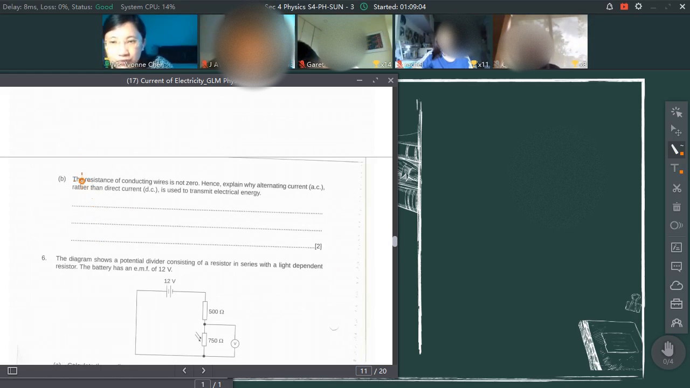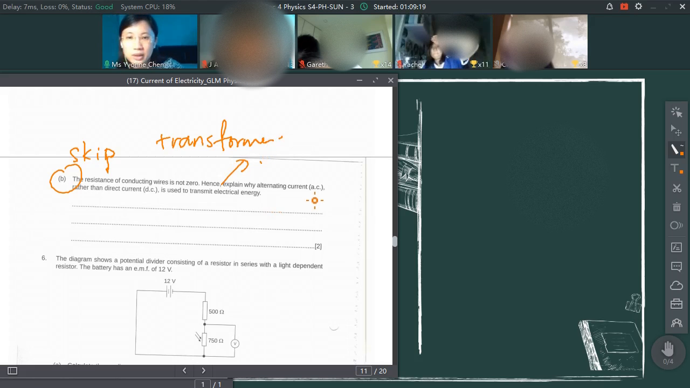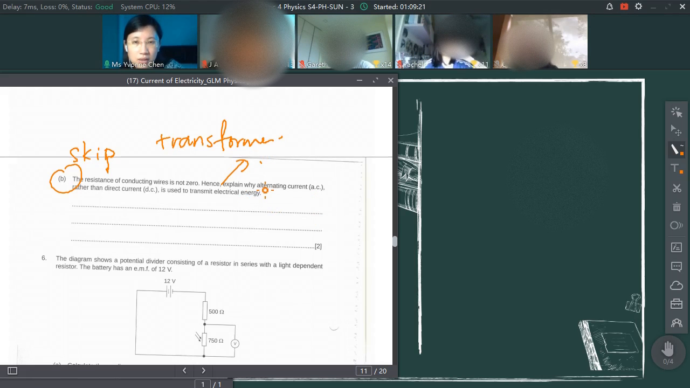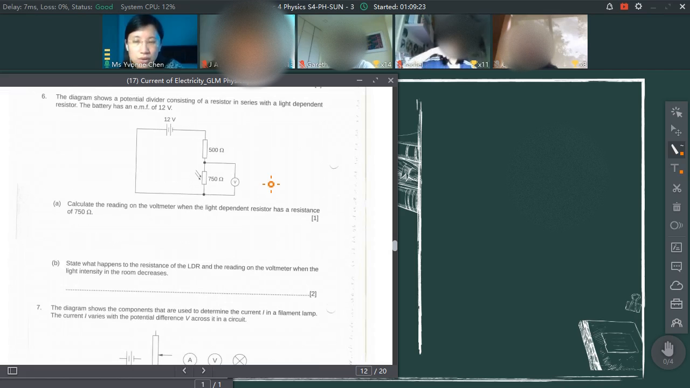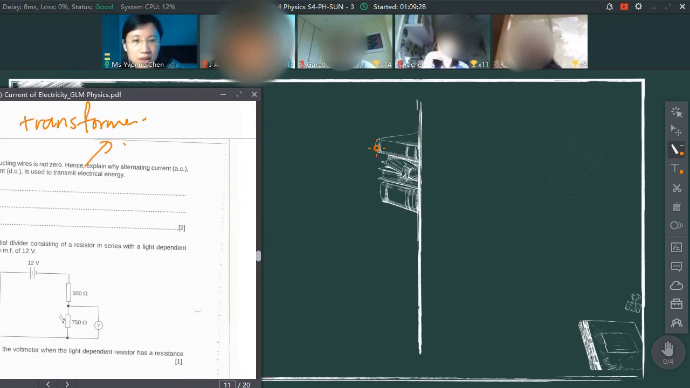For question 5B, we'll skip for now. We'll talk about the concept of transformer later. It's related to transformer, so we don't do it now. Let's do a quick revision on the concept first. Then we'll discuss question 6.